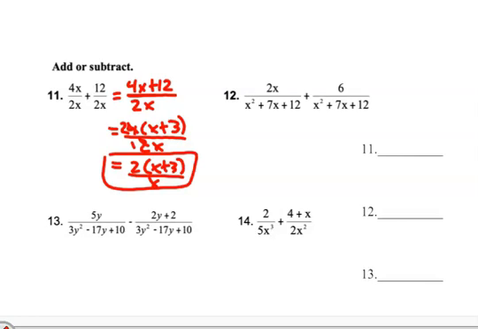Number 12 is another one that already has the denominators as like denominators. So that's more good news.